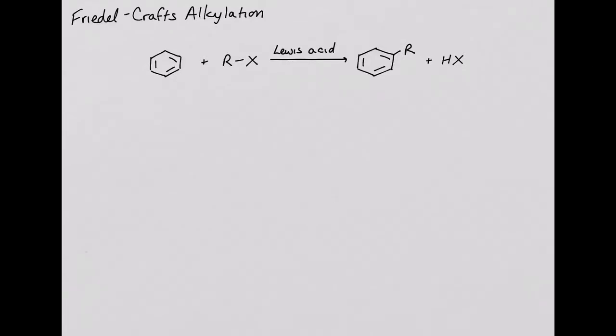In this case, RX is an alkyl halide, where X is equal to chloride, bromide, or iodide. The Lewis acid is typically aluminum trichloride or iron tribromide. The mechanism for this reaction is similar to other electrophilic aromatic substitution reactions and only differs in the formation of the electrophile. The exact mechanism for the formation of the electrophile depends on the substitution of the alkyl halide, whether it's methyl, primary, secondary, or tertiary.